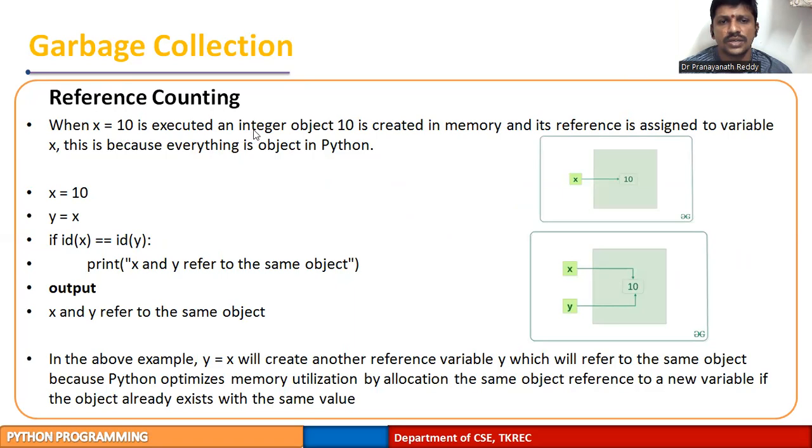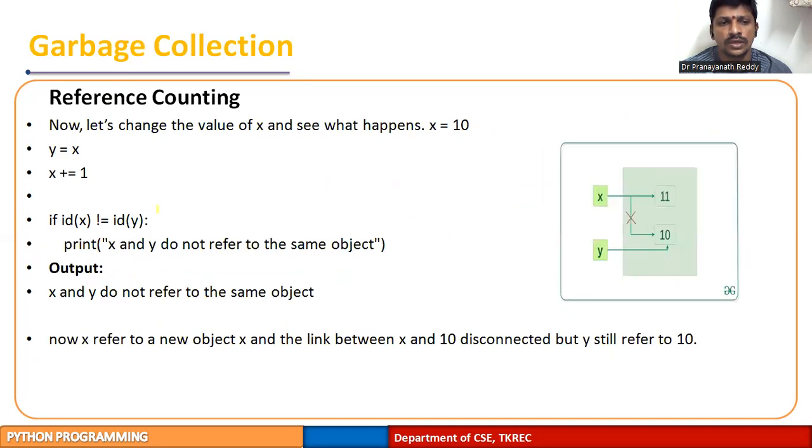When X is executed as an integer, the object is created in memory. So if you see here, the count becomes 1. Again, when Y is created, Y equal to X, the count becomes 2. Okay, we'll see here. So the count you can see here. Here another X has been allocated with 11. So automatically the count for this particular value gets decremented by 1. Okay.